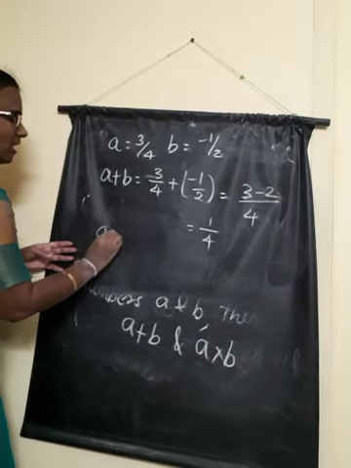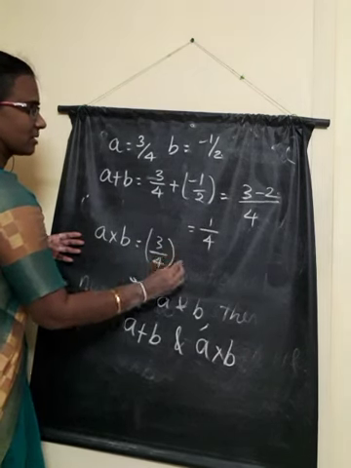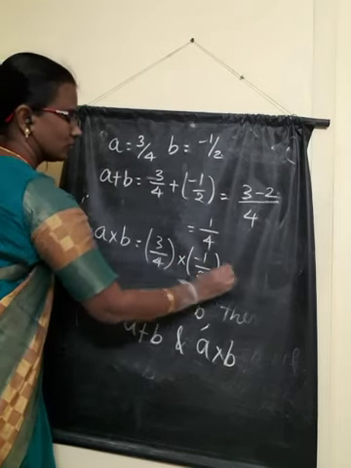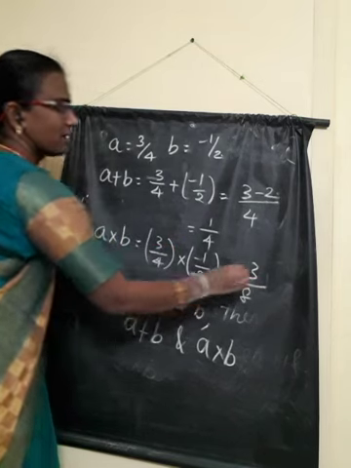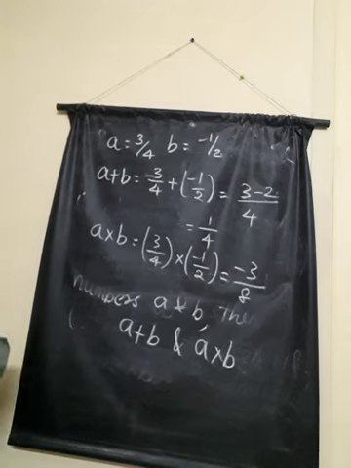The same for A into B. A into B means you have to multiply these rational numbers. 3 by 4 into minus 1 by 2. So 4 2s are 8. 3 into minus 1 is nothing but minus 3, so minus 3 by 8. So this is the closure property.